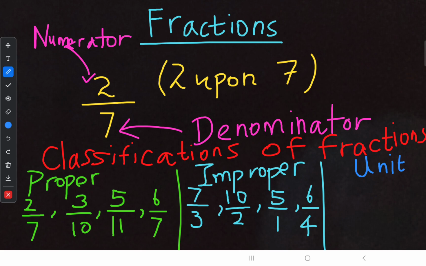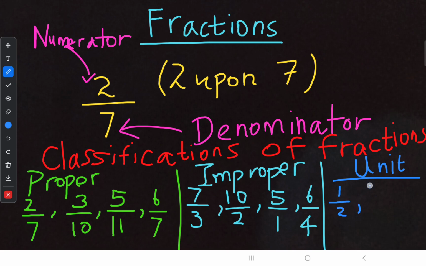But the next one, that is unit fraction. What is a unit fraction? Unit fraction is simple. That is a sub-classification of proper fractions. But in the unit fraction, numerator should be exactly 1. Okay, no any other value. Numerator should be exactly 1.